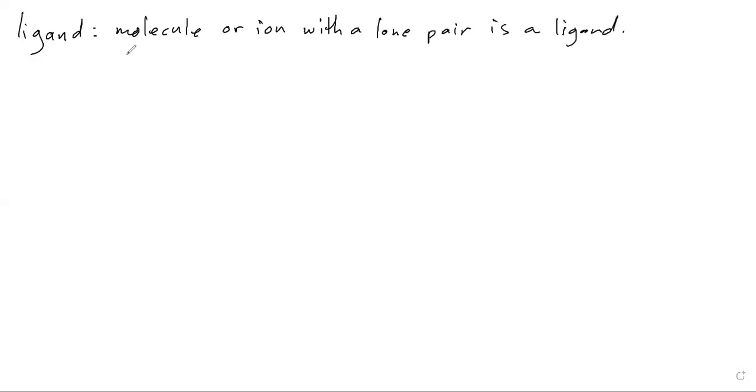What is a ligand? Anything with a lone pair is a ligand. So any molecule or ion with a lone pair is a ligand. For example, water and ammonia, they are ligands.